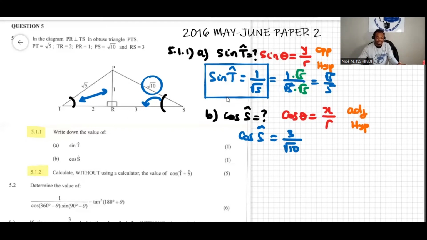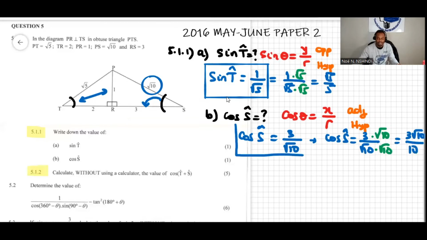Someone may like to rationalize: cos of S is equal to 3 over root 10, so you multiply the denominator by root 10 and the numerator also by root 10, and this will be 3 root 10 over 10. But I prefer to stop here.